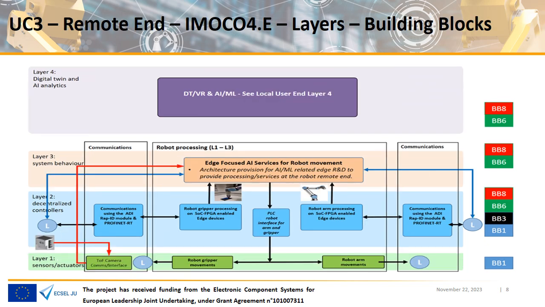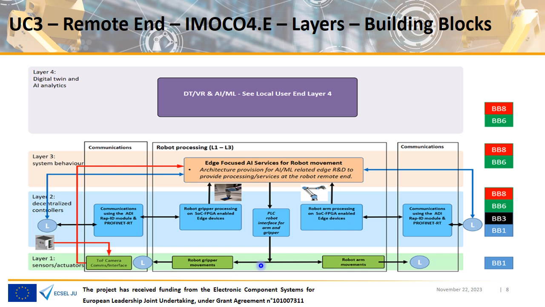Next, we're going to look at the remote end. Really, the layers, of course, are the same. At layer 1, we talk about the robots and the data flows coming from the local end of the platform. The sensor data is processed and communicated and sent to the remote end, and this could be 1 kilometer, 1,000 kilometers, 10,000 kilometers apart.